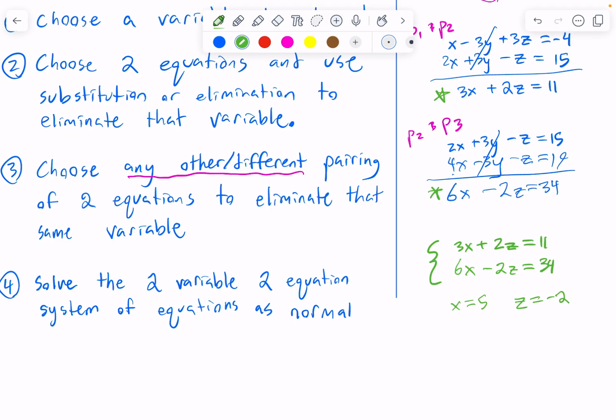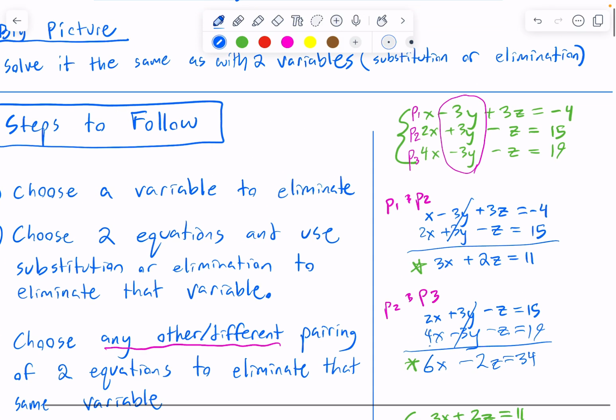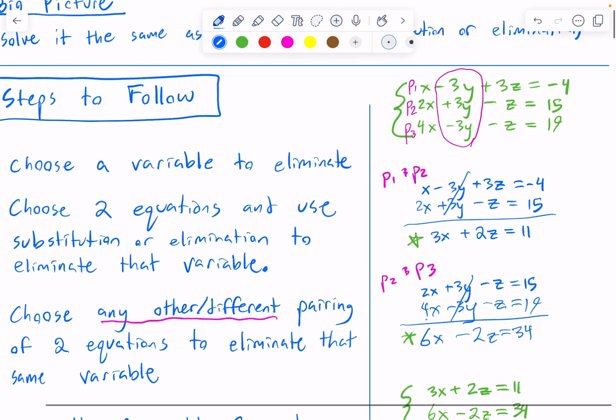So then the last step is we just plug it back in. Step 5, plug it back in to find the last variable. Right? And it doesn't matter which of the first 3 equations we use. Don't use one of your equations from down below. Go back to one of the originals.